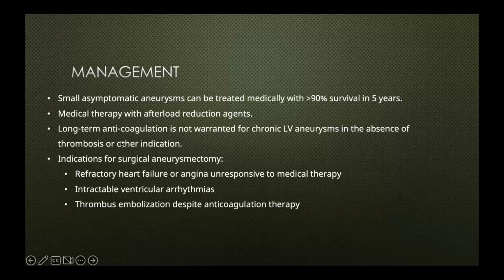And in the acute phase, in the absence of thrombus, clinicians could consider starting anticoagulation in high-risk patients. However, there is no clear indication to treat with anticoagulation in chronic aneurysms. So in the absence of thrombosis or other indication for anticoagulation, you don't really have to treat them with blood thinners. Indications for surgical repair would include refractory heart failure, angina thought to be related to the aneurysm and unresponsive to medical therapy, ventricular arrhythmias, and development of thrombus despite anticoagulation therapy.